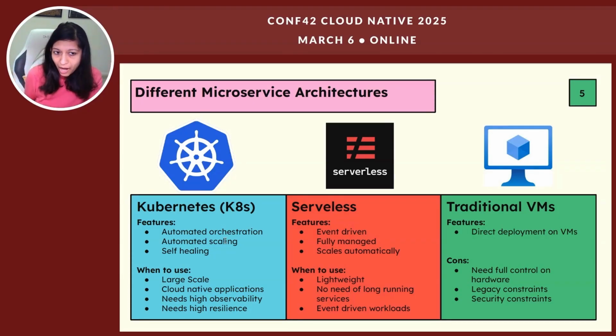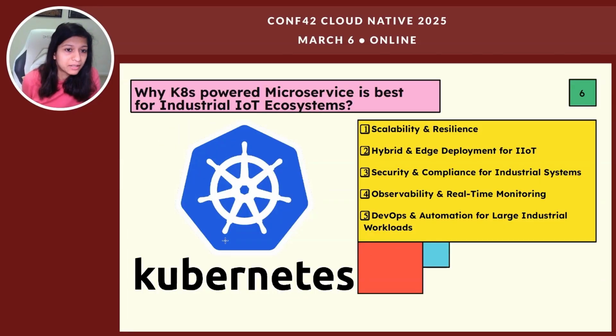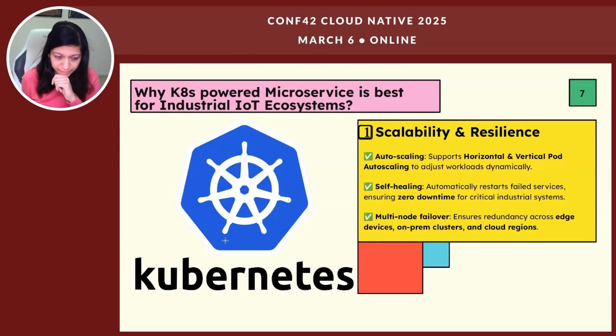So, understanding all these three microservice architectures, let's get into the detail of why the Kubernetes environment is really good for the industrial IoT ecosystem. We'll get into five reasons why it is really good. Let's talk about the first one, which is scalability and resilience. As I said, Kubernetes is an open source container deployment and orchestration. It was developed by Google in the beginning, and then it was open sourced. Now it's very widely used.